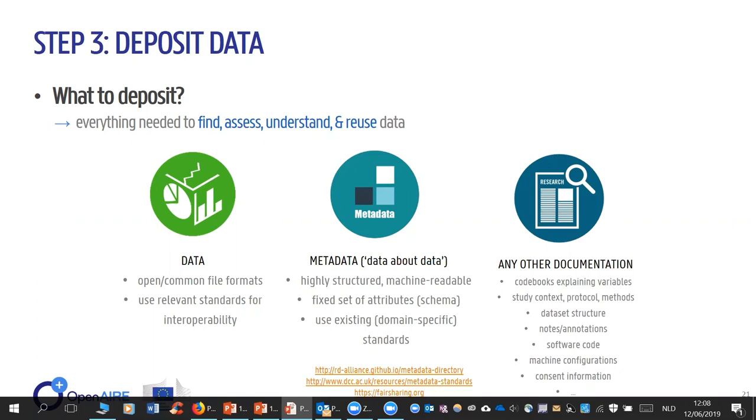Things like that. Often a repository can also help you with metadata, and there are different metadata standards which you can use. Some are domain specific. So I'll put some links there with information on metadata and metadata standards that can help you. And any other documentation. So this is a little packet. The other documentation is documentation that helps people understand the data. This can be code books or a dataset structure or notes, annotation, even a README file can be very useful for people. Or software, if you wrote some code, for example, to handle your data.